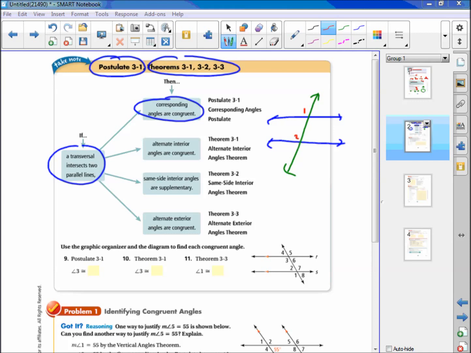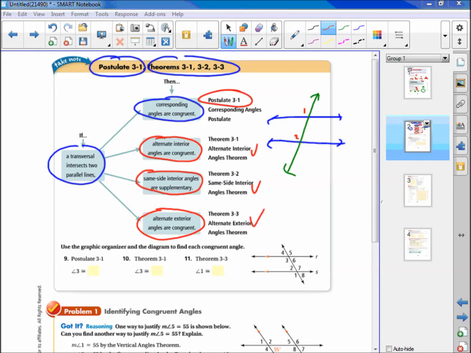All right, so once we know this postulate, we all agree it's true, you can prove these other 3. If a transversal intersects 2 parallel lines, then alternate interior angles are also congruent. And same side interior angles are supplementary. This means they add up to 180, okay? And alternate exterior angles are congruent. So we have 3 theorems that can be proved using this postulate, okay?